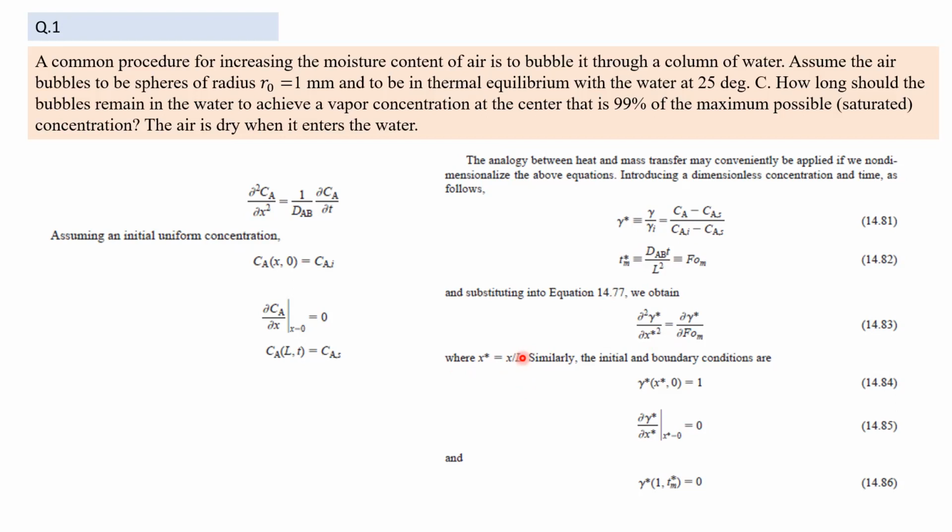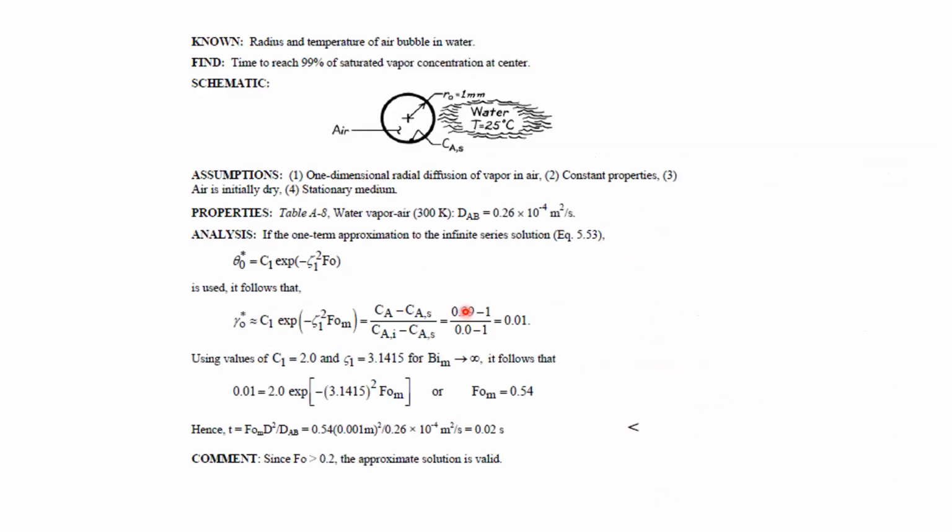And the initial and boundary conditions for this can be modified like this. You can just check it. At any point of time, anything that is coming is conveniently modified in terms of gamma star. So the second factor gets modified like this, and the third factor gets modified like this. Okay. So coming to our problem.